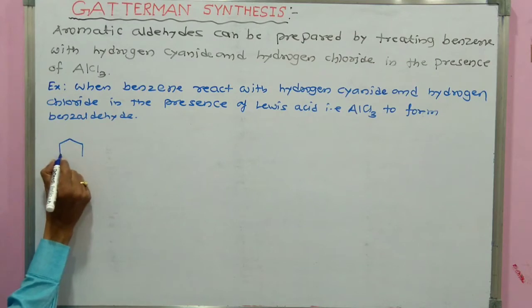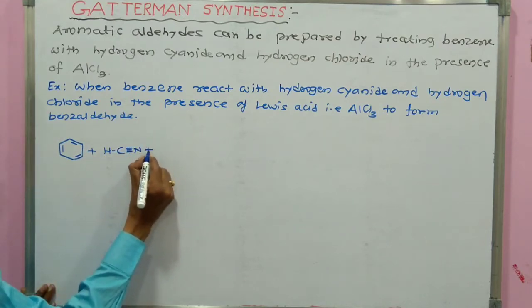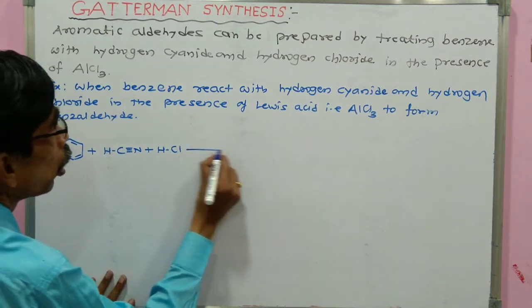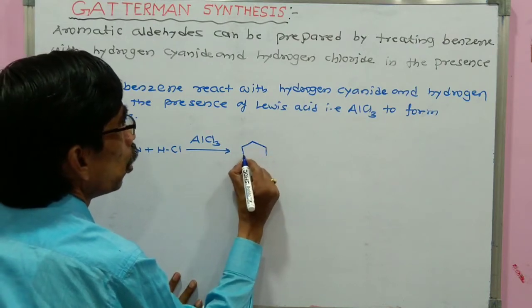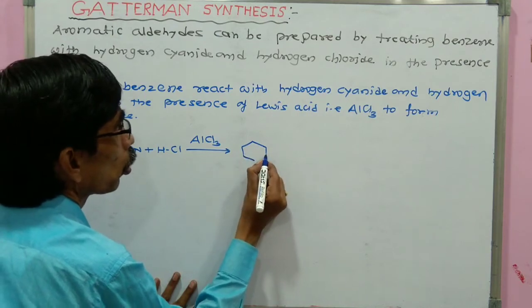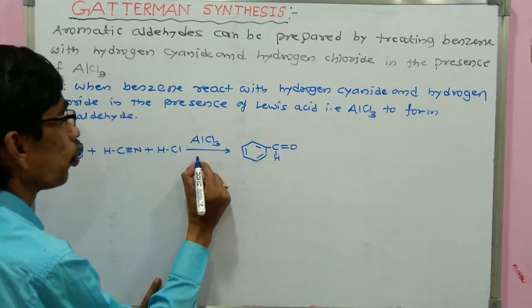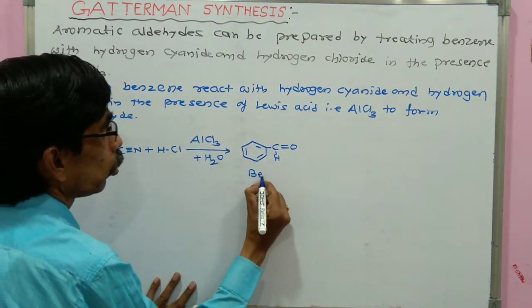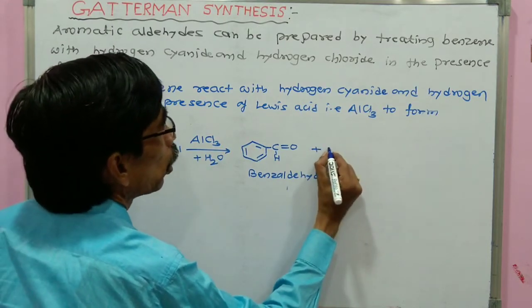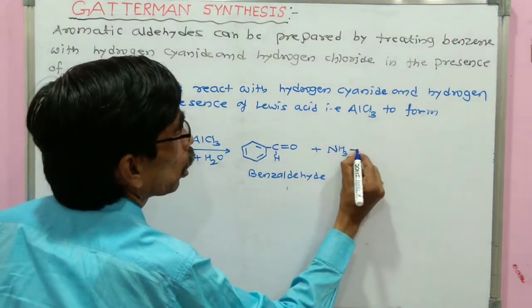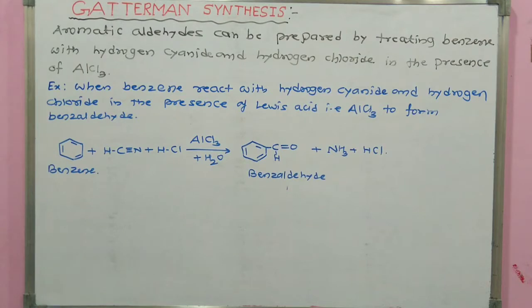Now this benzene reacts with this hydrogen cyanide and hydrogen chloride. In the presence of this aluminum chloride, it gives benzaldehyde. Now here plus NH3 plus HCl. Now this is benzene. So this is the reaction of Gattermann synthesis.